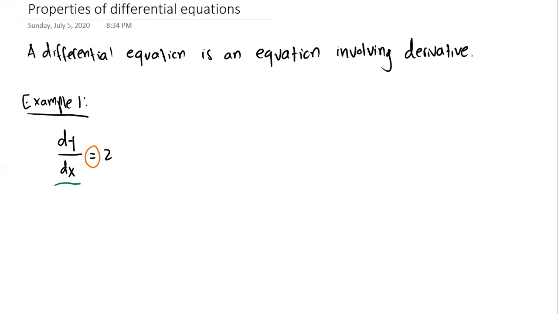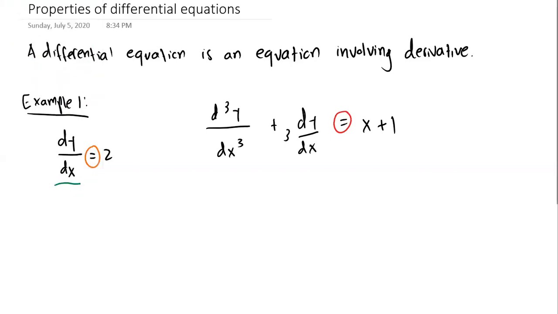Well, you could have something like, let me change color. You have something like the third derivative with respect to x of some function y, plus, say, I don't know, 3 times dy dx equals x plus 1. Again, this is a differential equation. Why? Well, first of all, it's an equation. There's an equal sign. And then second, there are derivatives involved, right?